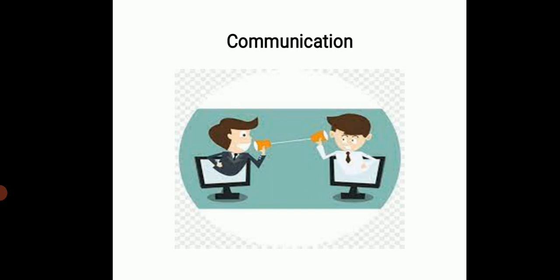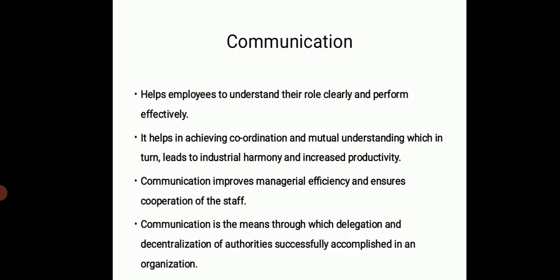So next we want to know about communication. Communication helps employees to understand their role clearly and perform effectively. It helps in achieving coordination and mutual understanding, which in turn leads to industrial harmony and increased productivity. Communication improves managerial efficiency and ensures cooperation of the staff. Communication is the means through which delegation and decentralization of authority is successfully accomplished in an organization.